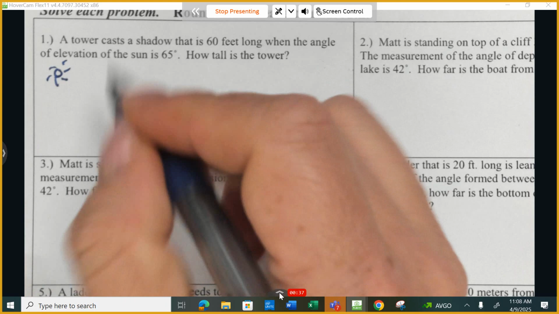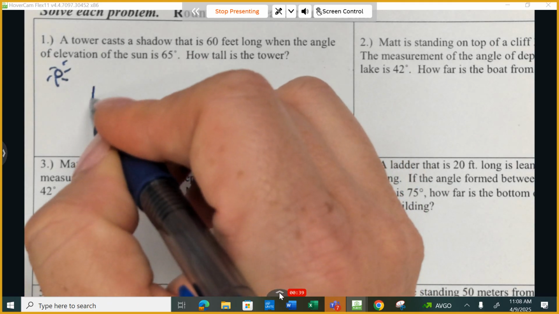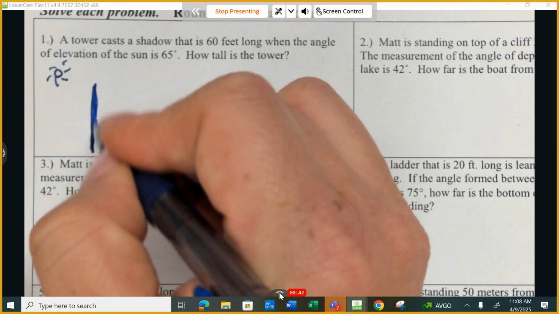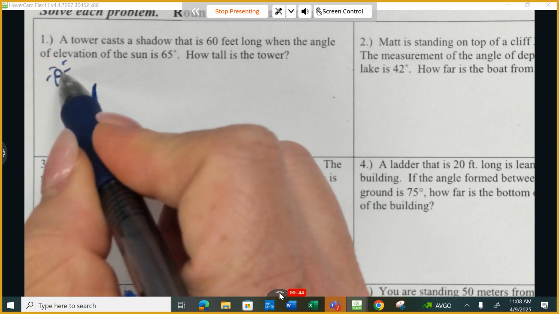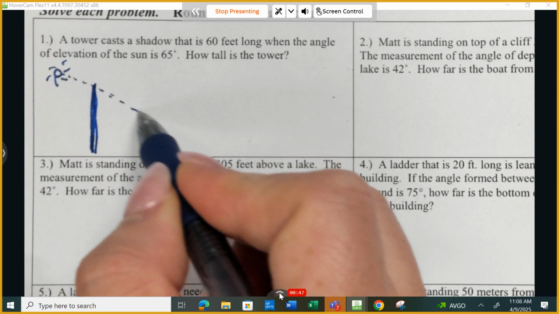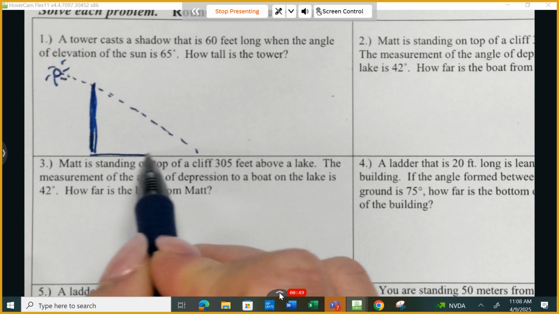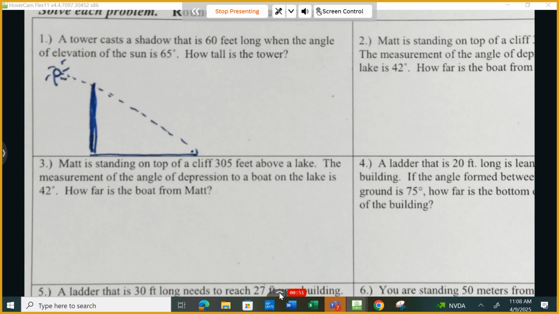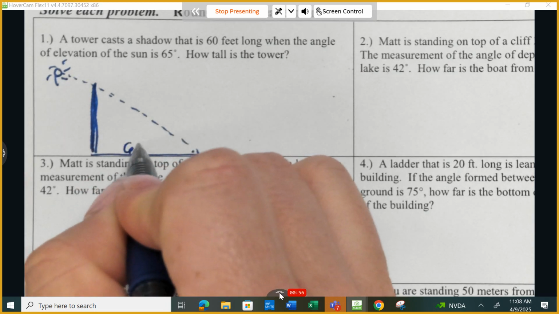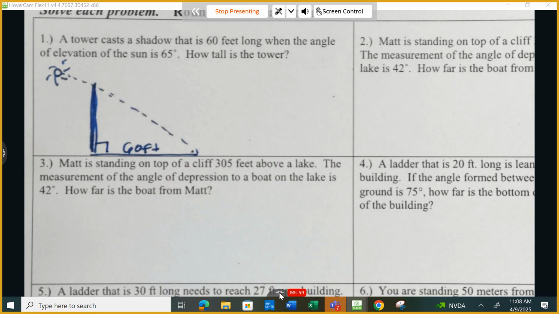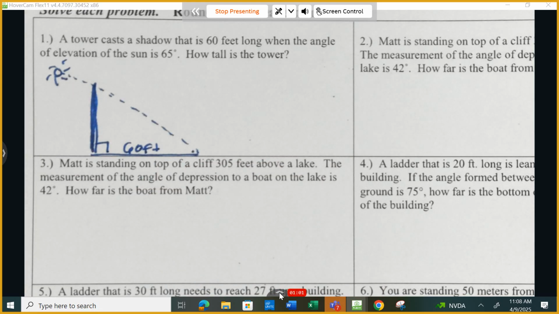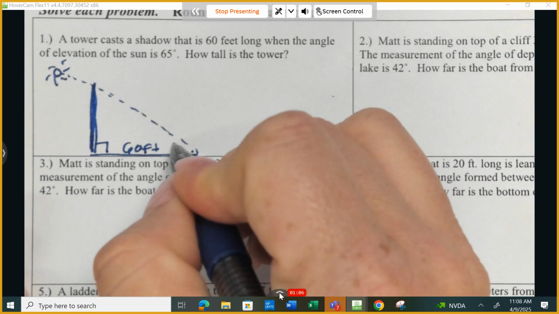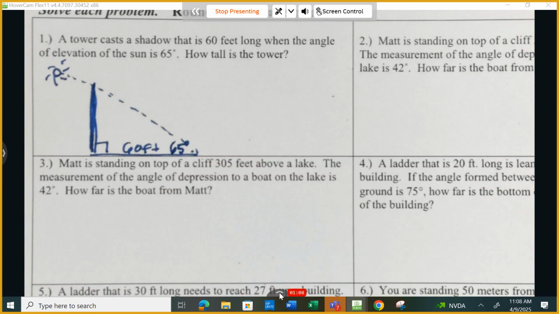And then we're going to have this tower, and I'm going to call this my tower. This is my tower right here, okay? And the sun casts a shadow, and it specifically tells me how long the shadow is. The shadow is on the ground. It's that horizontal distance. The shadow is 60 feet long. It tells you the angle of elevation up to the sun. So elevation as we're rising up, the angle of elevation is 65 degrees. And we want to know how tall the tower is.